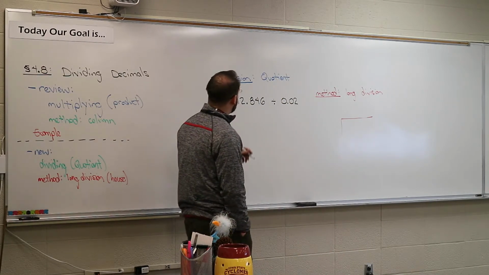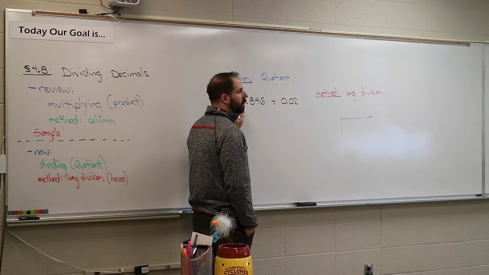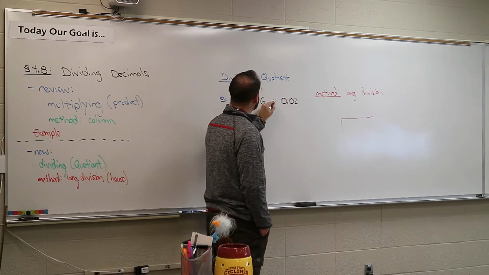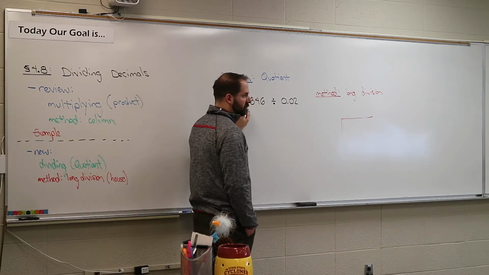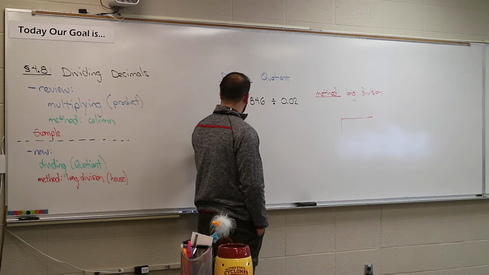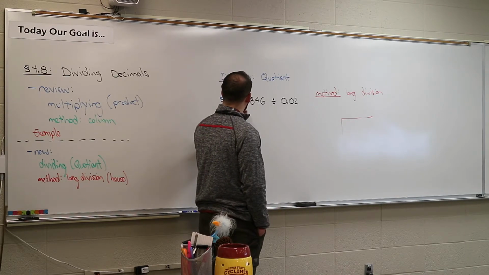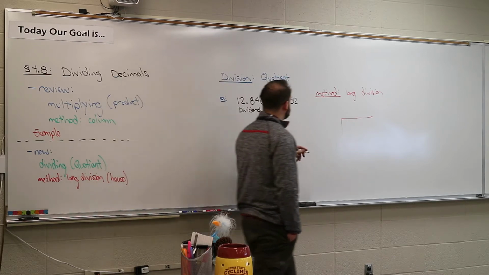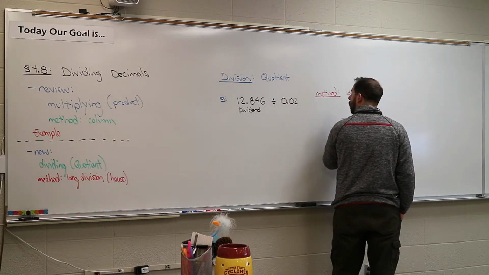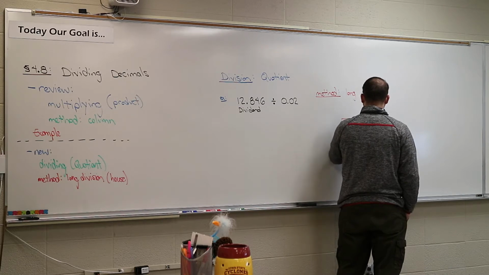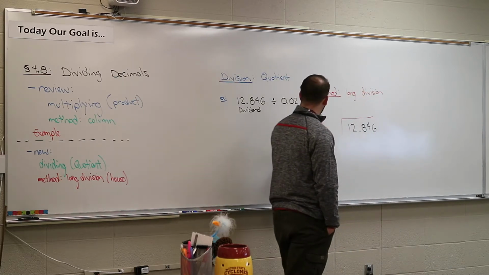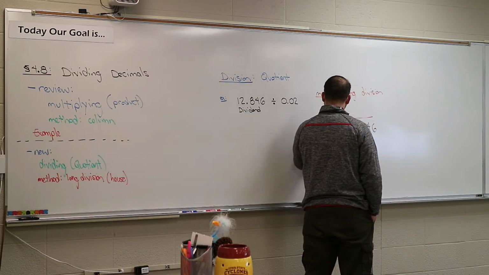Of these two numbers, the number you have to put in the house has to be the front number. I don't care if that's bigger or smaller. It always has to be the front number. This is always the dividend. It's the number that is going to go in the house no matter if it's big or small. So that's the 12.846. The number on the outside would obviously have to be the 0.02.